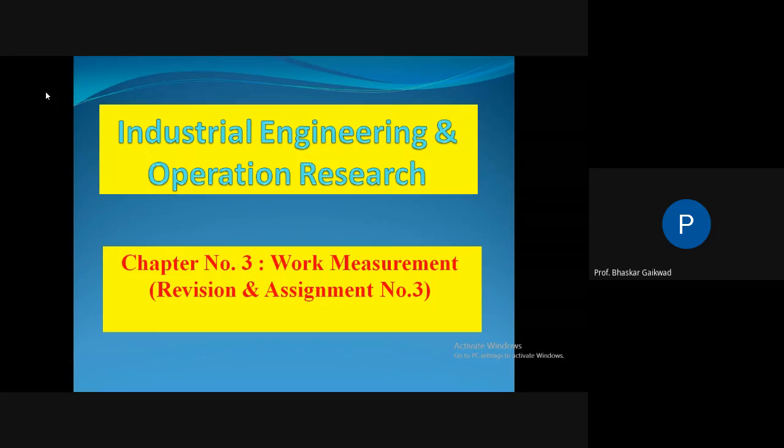And merit rating is an individual thing. We have to decide the performance of the workers, and accordingly a wage system, incentives, and a bonus system should be there. For this purpose we require merit rating. So job evaluation and merit rating are both connected to job cost estimation. Okay, so this is the brief discussion about the revision of work measurement. Now we'll go for assignment number 3.